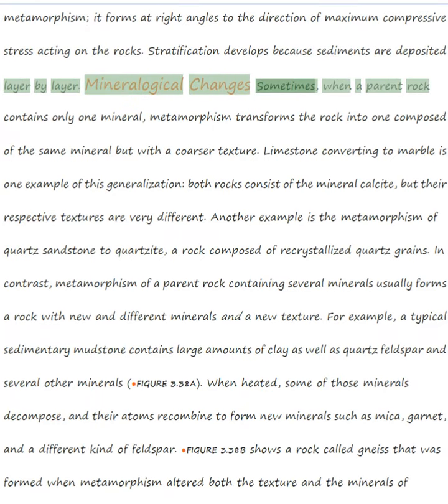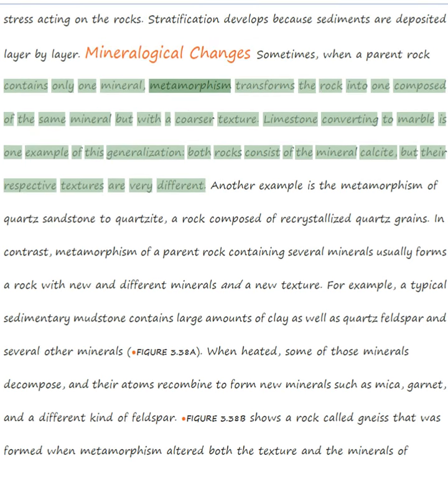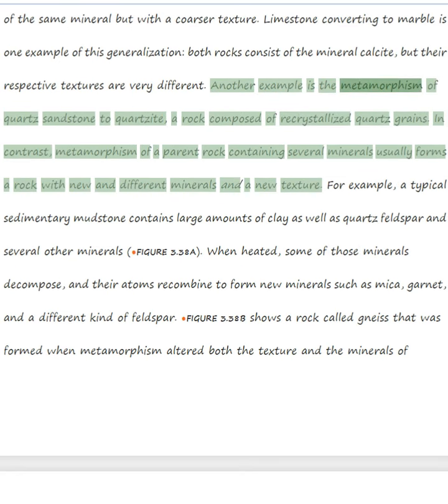Mineralogical changes. Sometimes, when a parent rock contains only one mineral, metamorphism transforms the rock into one composed of the same mineral but with a coarser texture. Limestone converting to marble is one example of this generalization. Both rocks consist of the mineral calcite, but their respective textures are very different. Another example is the metamorphism of quartz sandstone to quartzite, a rock composed of recrystallized quartz grains.